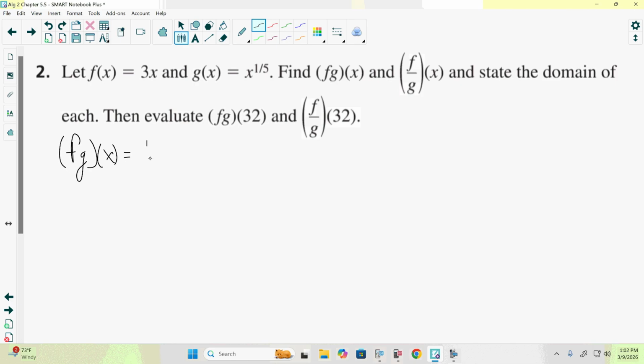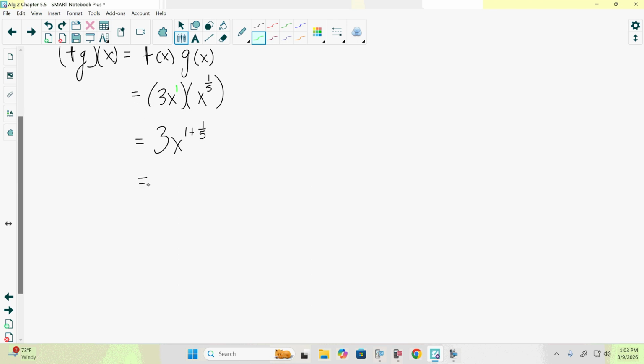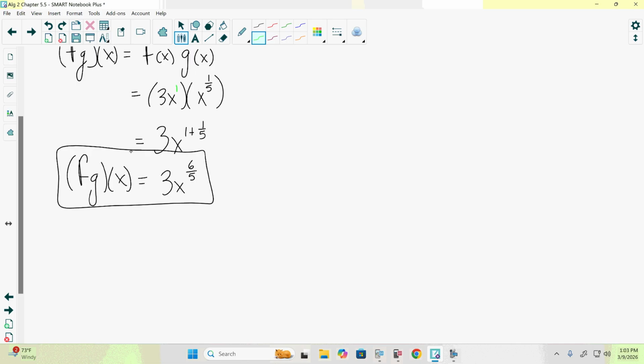So for this one here, we want to find f times g of x and f divided by g of x. So here we'd have 3x times x to the 1/5. Now we'd multiply the coefficients first. Well, that's 3 times 1, which is just 3. Now our x to the first times x to the 1/5. Now we haven't been writing it out for the most part, but we would add those exponents. 1 plus 1/5, telling us that it's x to the 6/5. And that's simplified form, mainly because we're multiplying like bases, so we add those exponents.